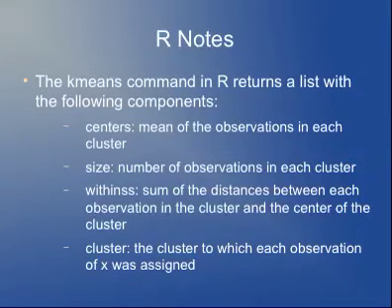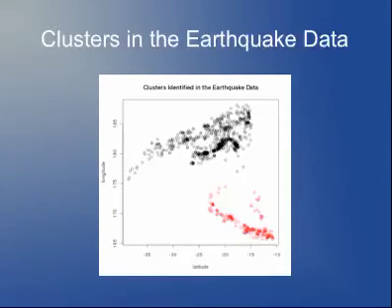So, yeah, I think I just went over most of this. It'll give you the center, the number of observations in each, the within cluster sum of squares, and the cluster to which each observation was assigned. And here I plotted the earthquake data color-coded by cluster, and it looks like what k-means found was consistent with what we got from eyeballing the data.